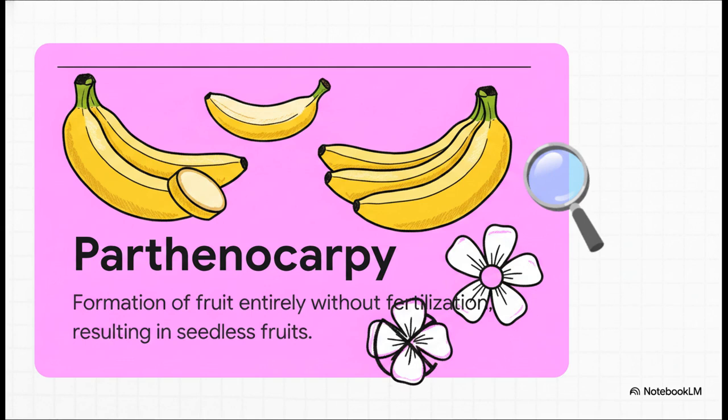Now for our first special mechanism, parthenocarpy. This is the formation of a fruit entirely without fertilization. And because no fertilization happened, no seeds form. This actually occurs naturally in the bananas we eat every single day. They are a perfect classic example of naturally seedless parthenocarpic fruit.